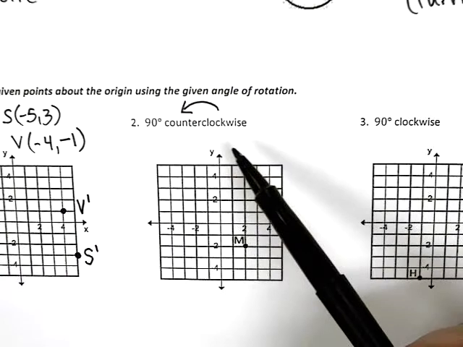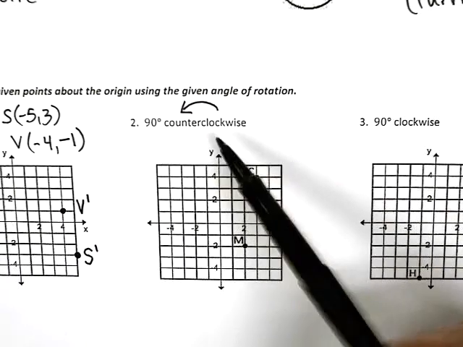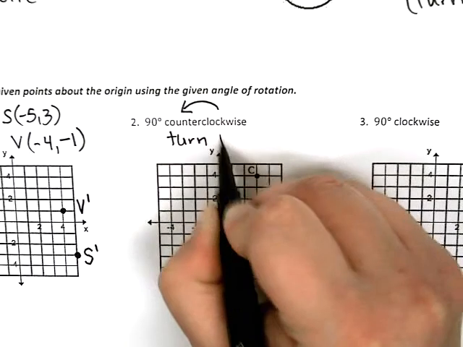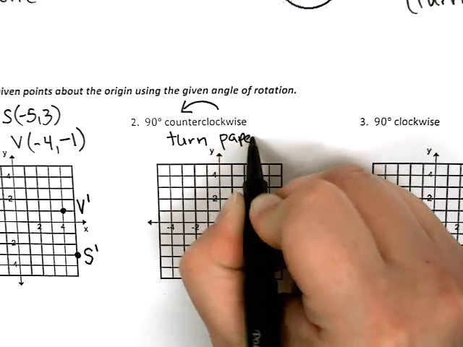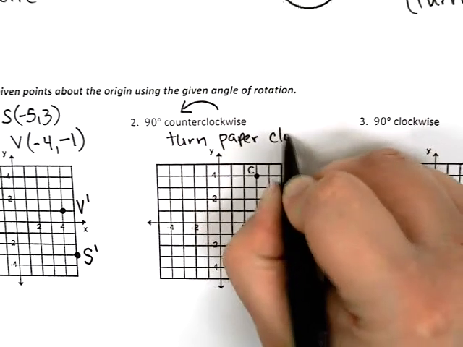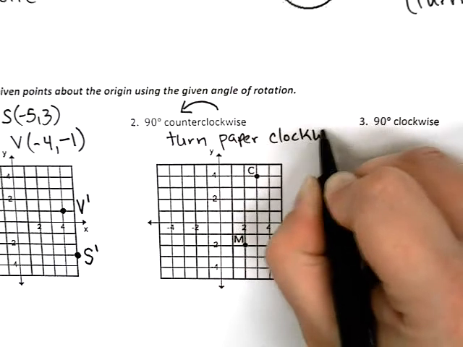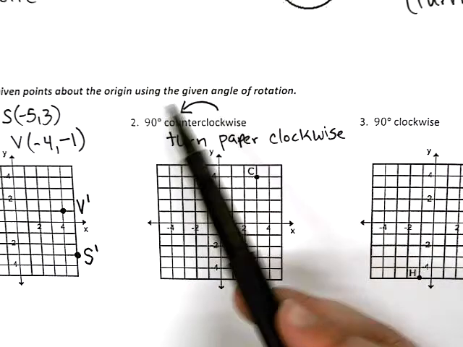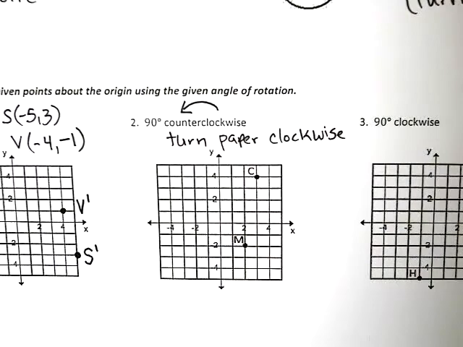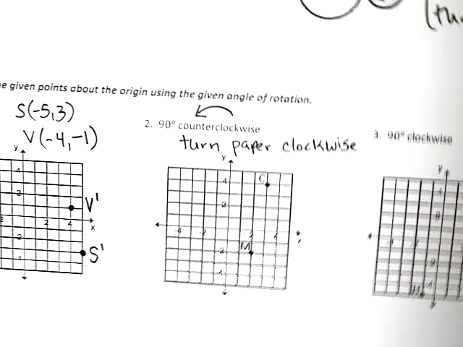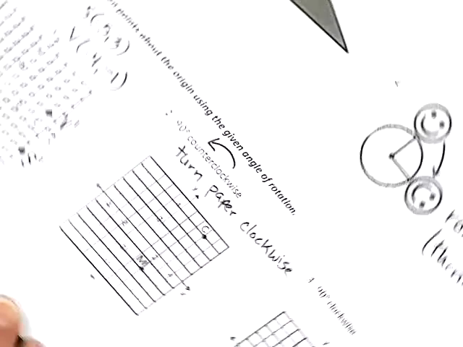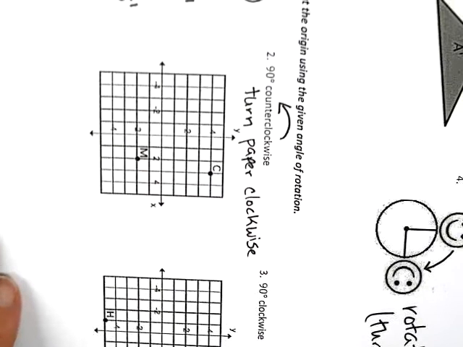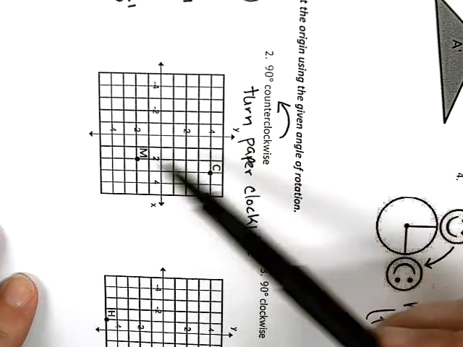So if I want my points to rotate counterclockwise, you are going to turn your paper clockwise. So it's going to be the opposite. Okay, since I want my points to go counterclockwise, I'm going to turn my paper clockwise. So it's going to turn like this. Okay, and this is the problem we're focusing on right now.